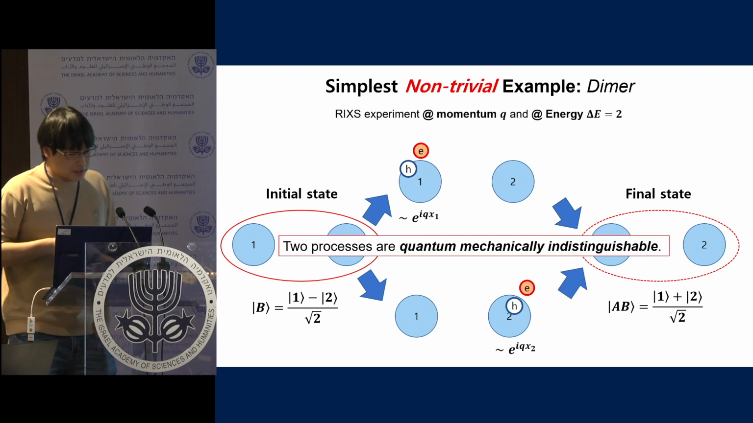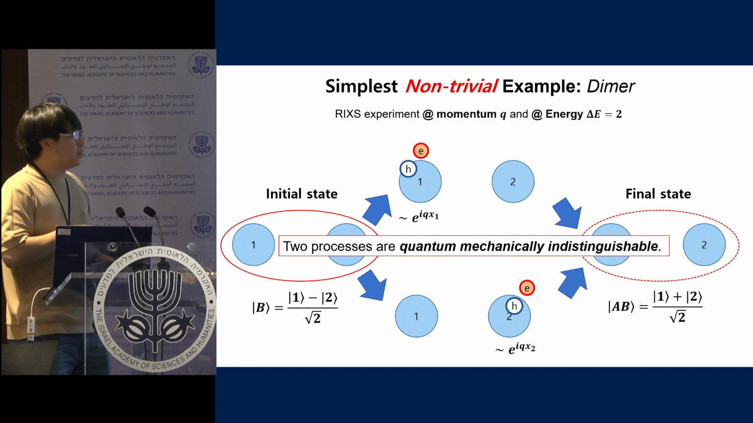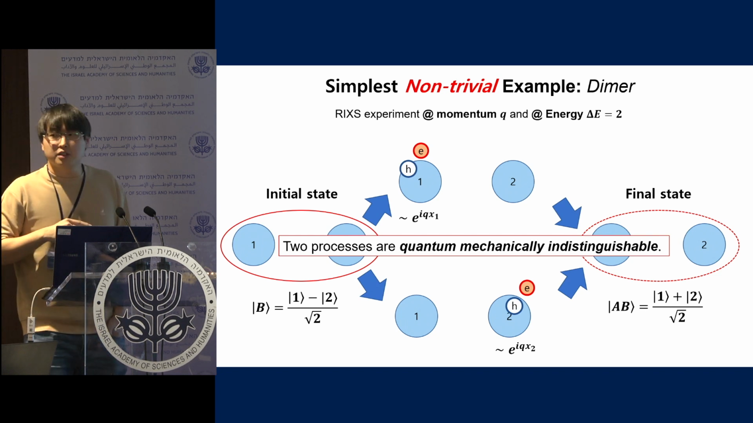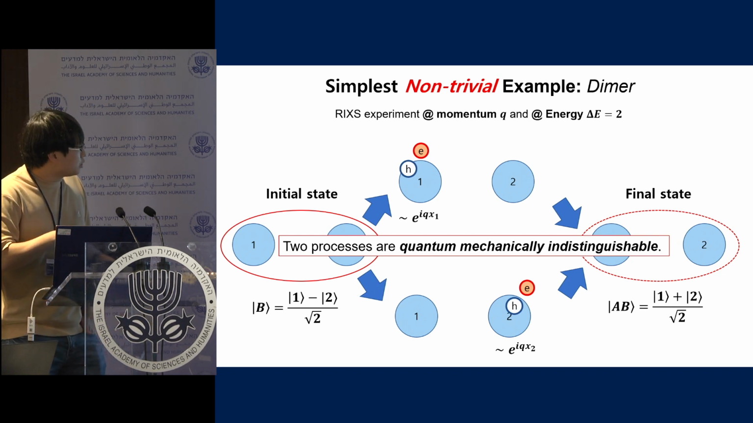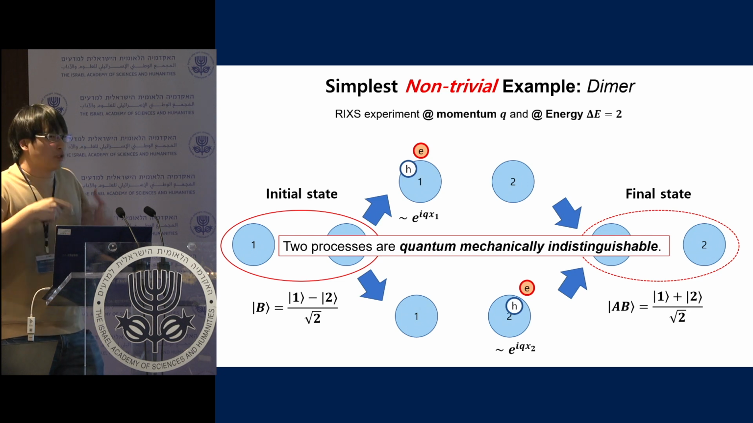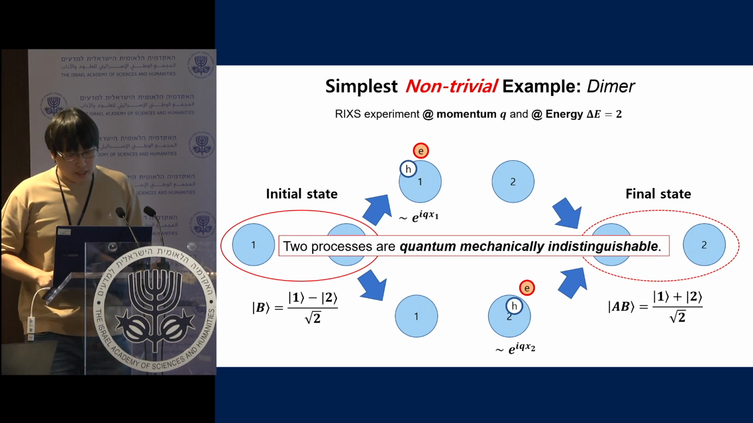What's actually interesting here is that we observe only the initial state and the final state, and we don't see what's happening in the middle. These two processes will appear in the same way in the scattering process.